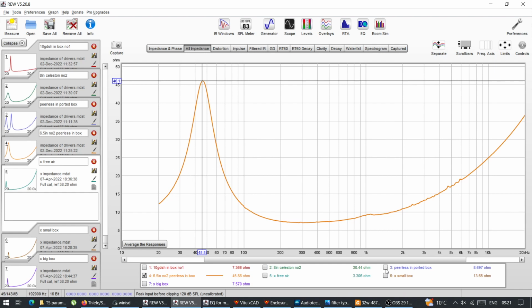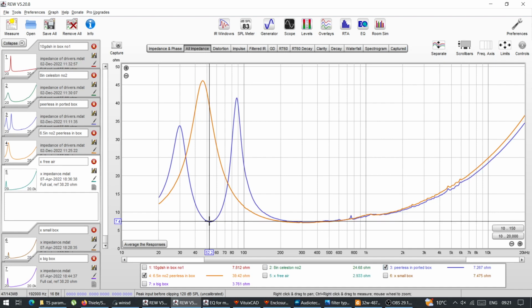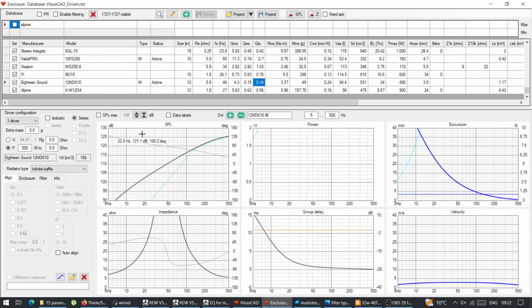And if you have it in a ported box, there's a dip in the impedance graph. And basically what happens is that the port loads the cone and it doesn't let the cone move a lot at that frequency. And that is why low Q drivers like this 18 Sound need a ported box, because it wouldn't work in sealed. The sealed box wouldn't manage the Q so much, so it wouldn't manage the excursion. That's why it needs a port.